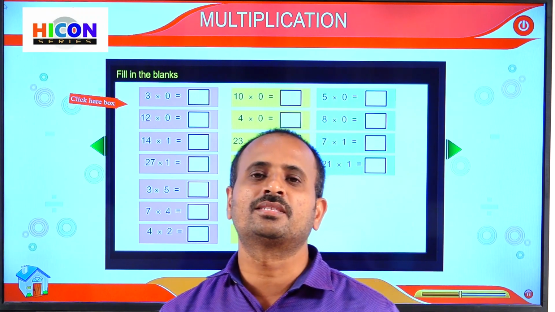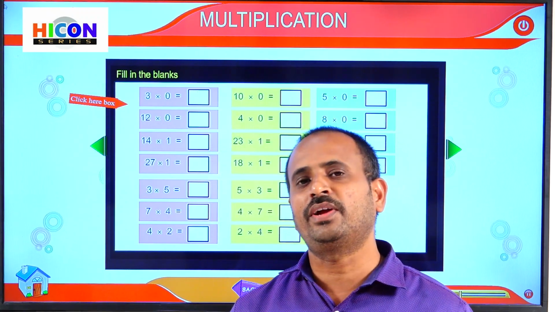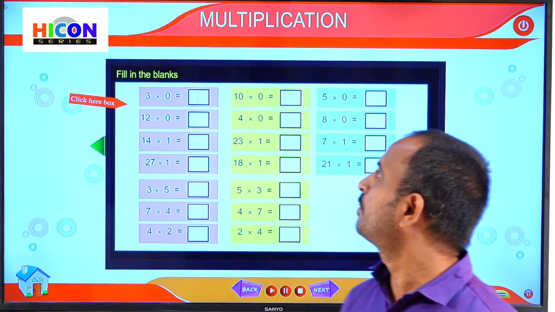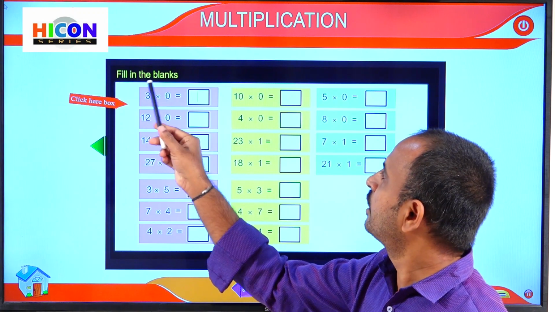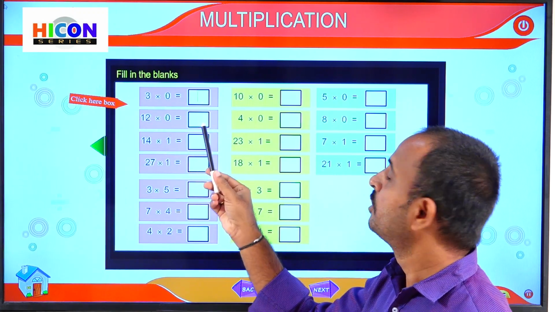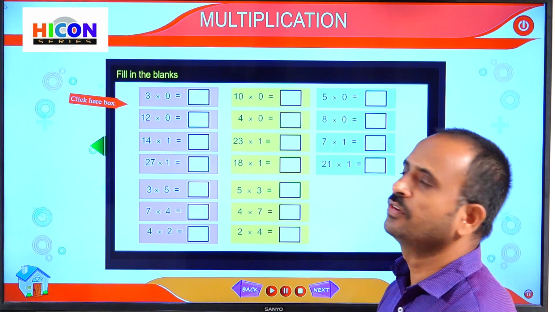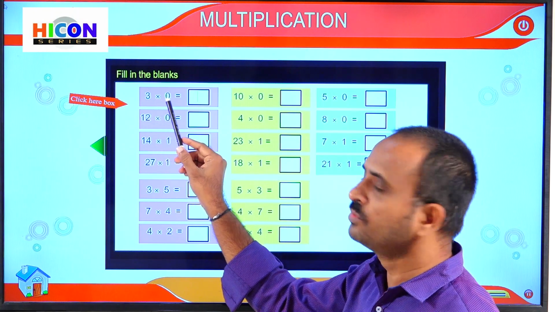Now we will practice some multiplications by using the multiplication facts. So let us see some problems. So here, fill in the blanks. They have given some blanks in each multiplication. We have to fill the blank by using multiplication facts. So children, see the first one, 3 into 0.